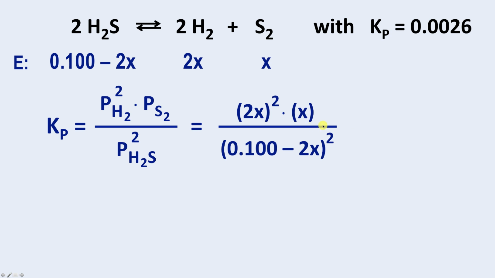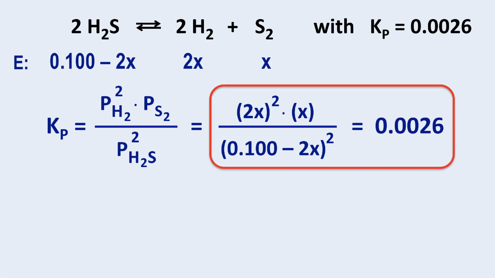Remember that this equilibrium constant actually has a value. It's 0.0026. So what we have is an expression in terms of only one variable, x, that is solvable. We'll talk more about how to solve these types of more complicated equations, but for now we're just going to say we do the math and we solve it, and we get our answer. In this case, it's x equals 0.015.